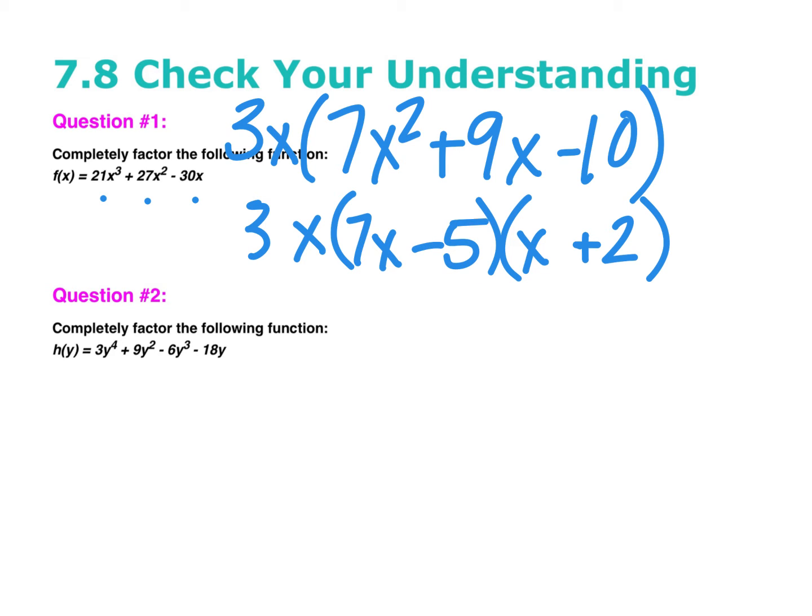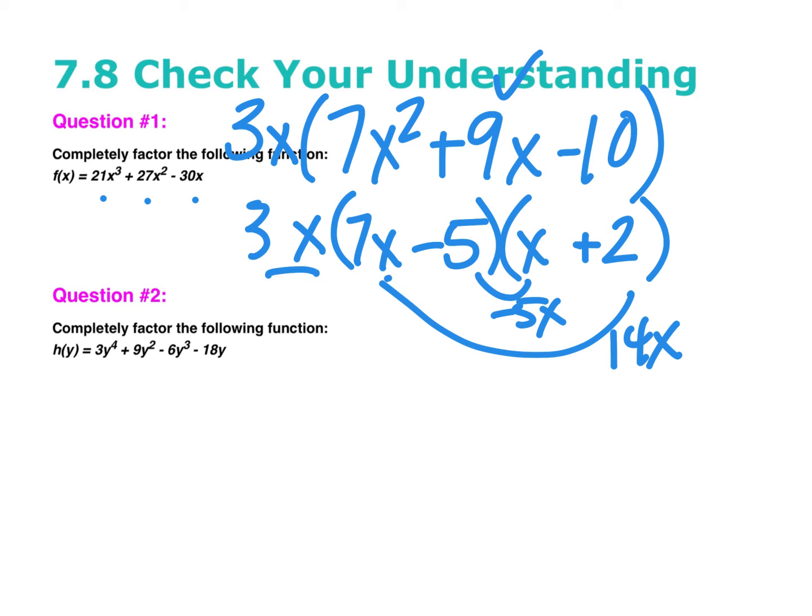What that would give you is a negative 5x here. And then this would be a 14x, which does add up to a positive 9x. So that right there would be completely factored. And this is factored into one monomial and then two binomials.